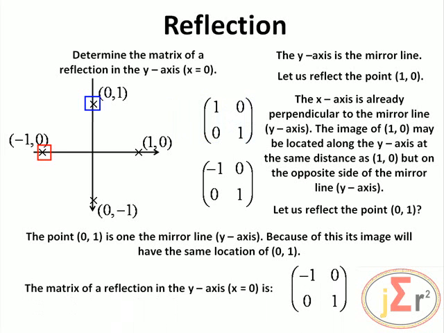The matrix of a reflection in the y-axis, which is the equation of the y-axis is x is equal to 0, is negative 1, 0, 0, 1. And for the reflections, it does not matter the direction in which you read the matrix, it will always turn out to be the same. But for rotation, it is different. So do not develop the bad habit of reading a matrix column by column. Matrices are to be read row by row.